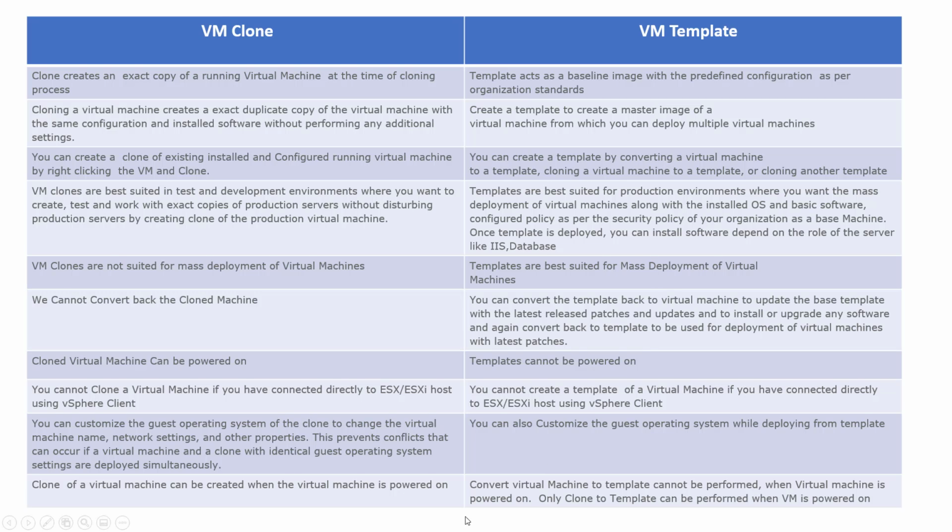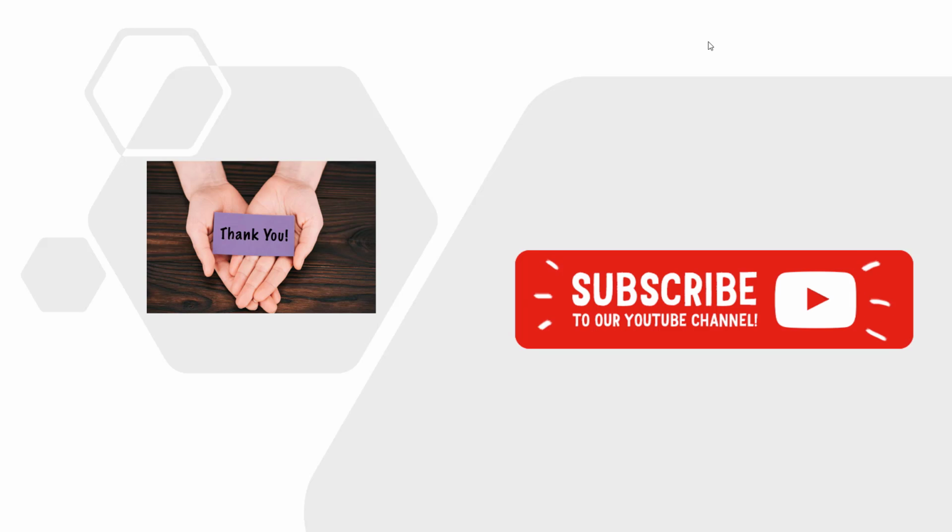Next, a clone of a virtual machine can be created when the virtual machine is powered on. This is an important thing. You have an existing virtual machine which is powered on and you want to clone it, we can perform the clone while it is powered on. But converting a virtual machine to a template cannot be performed when the virtual machine is powered on. If you want to convert a virtual machine to a template, we have to power it off. So this table helps us understand the major differences and use cases between VM templates and VM clones.